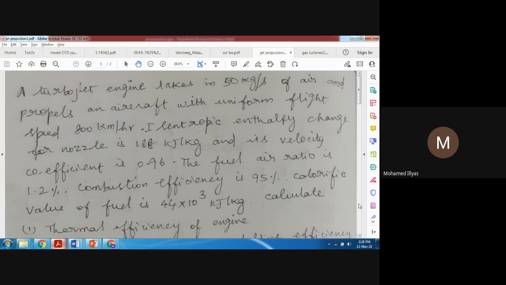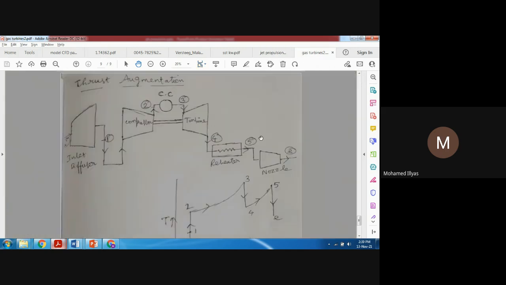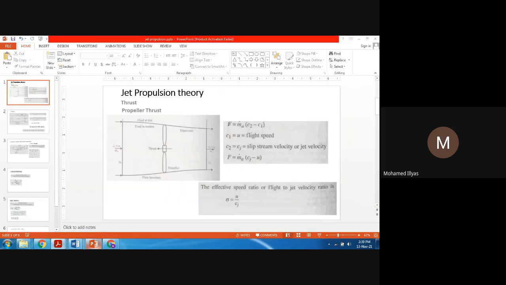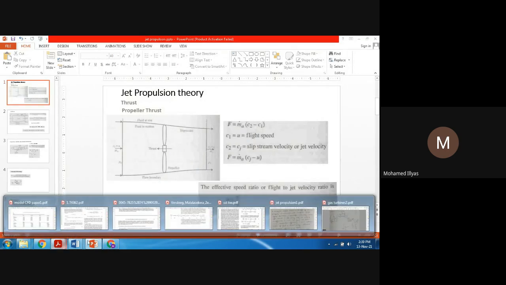Okay, so let me read this. Do you have any doubt in this part? This relation only we are going to use now. Okay.